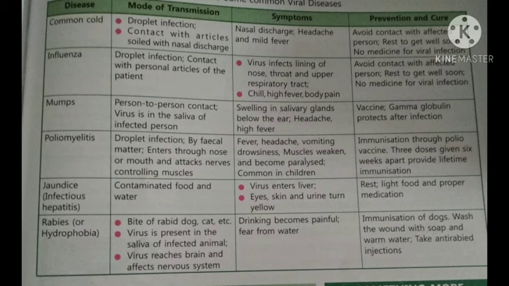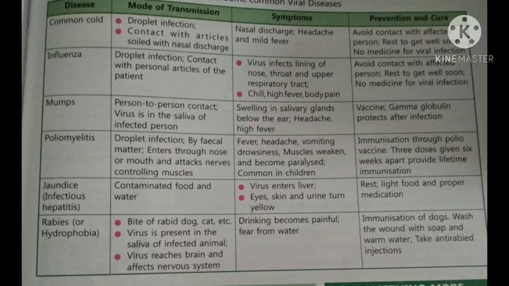Next is mumps. Mumps is transferred by person-to-person contact. Of course, this is a communicable disease. As for symptoms, it basically infects your salivary glands, which secrete saliva, below the ear, with headache and high fever. For prevention we take a vaccine, gamma globulin, which protects from infection.